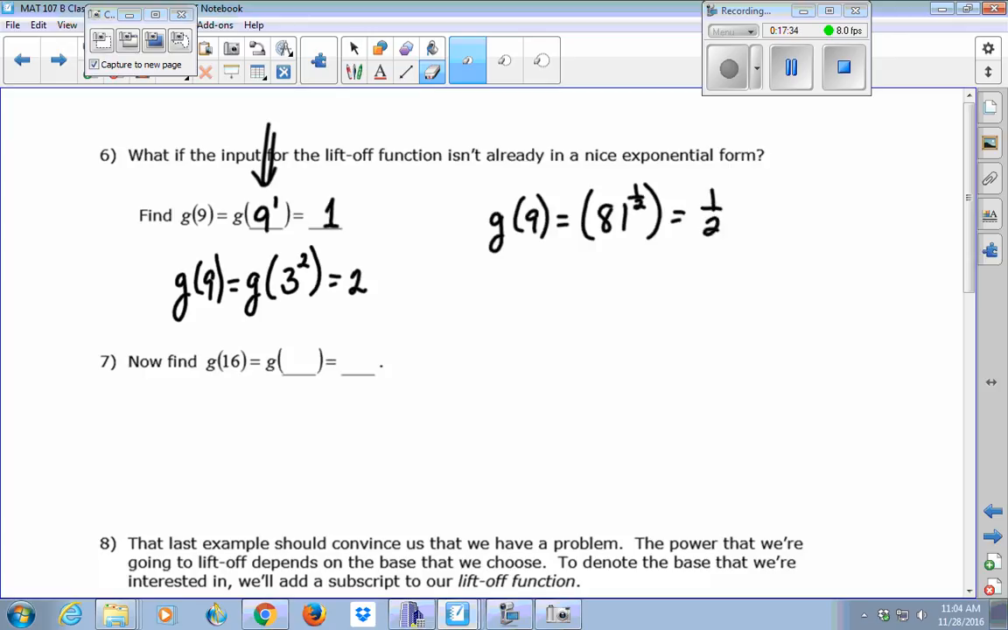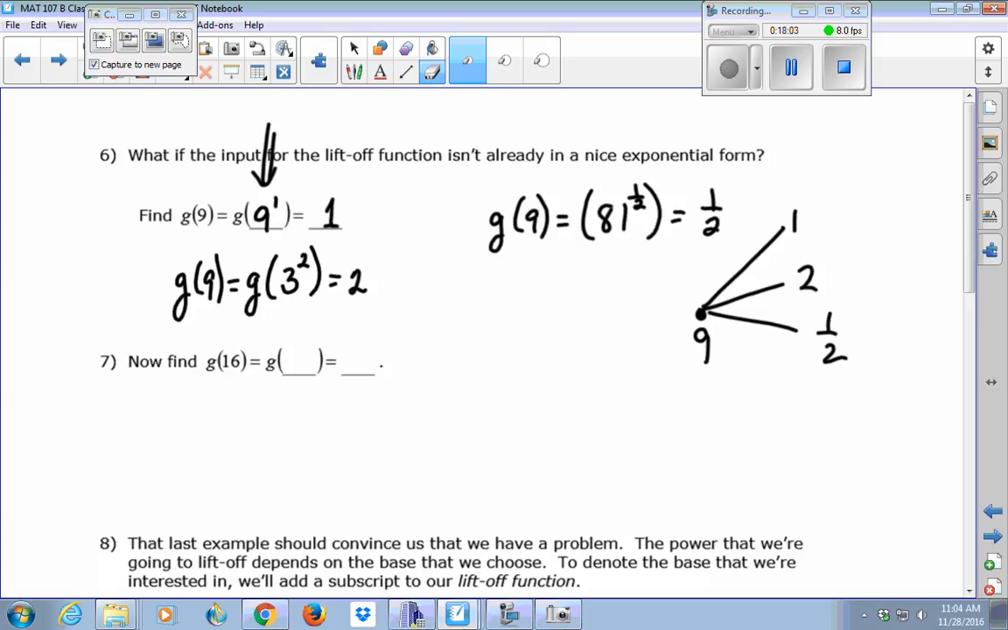So look, here I've got this input. Here's my x value, 9. I can go to 1, I can go to 2, I can go to 1/2. Houston, we have a problem for liftoff, right? Why is this a problem? There's multiple outputs, so what's the problem? It doesn't pass a vertical line test, right? So what's the problem? Not a function.